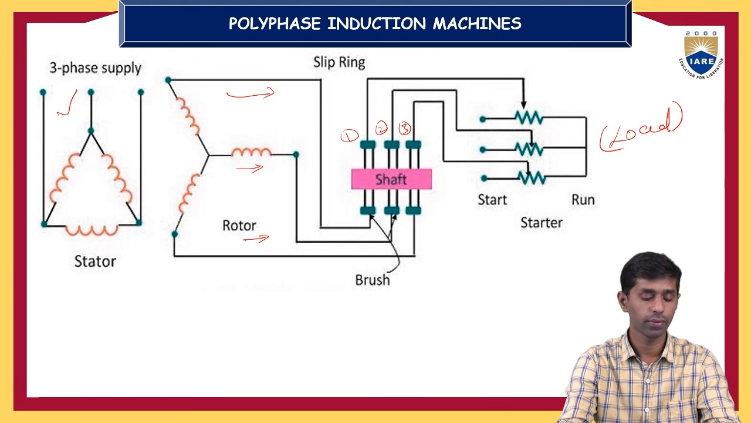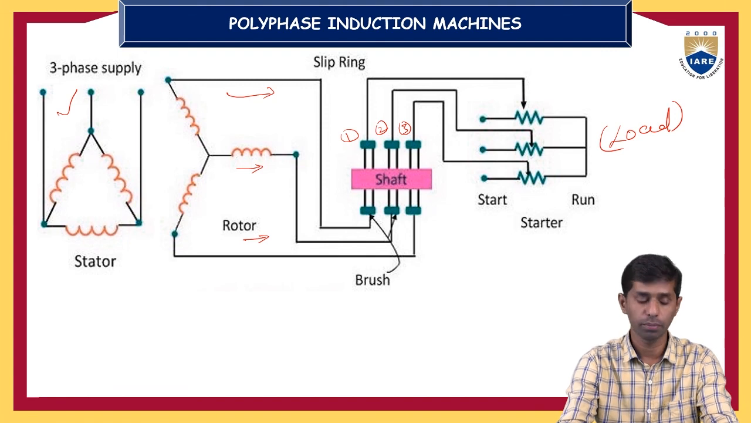Whereas in the case of squirrel cage induction motors, we need a specific starting method, because the rotor has very low resistance, so it draws more current at the time of starting. So to protect the machine from high starting currents, we need a specific starting method for squirrel cage induction machines. But in the case of the slip ring induction machine, we can somewhat manage without a starting method as well.